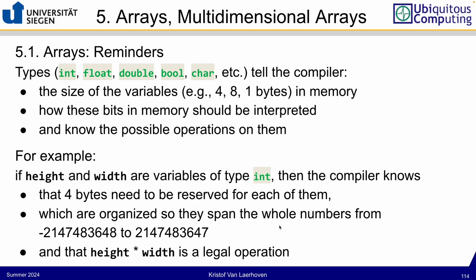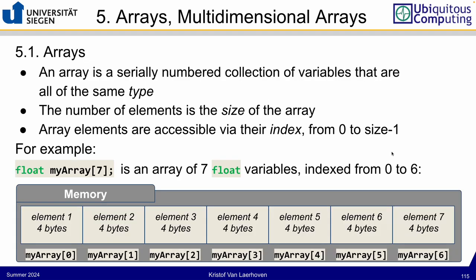So if you have variables of type int, you know that these are a particular number of bytes, in this case 4, that they are organized in a way that they can hold a number from minus 2 billion to 2 billion, and that you can multiply these integers. So that is what you know when you have the type integer for a particular variable.